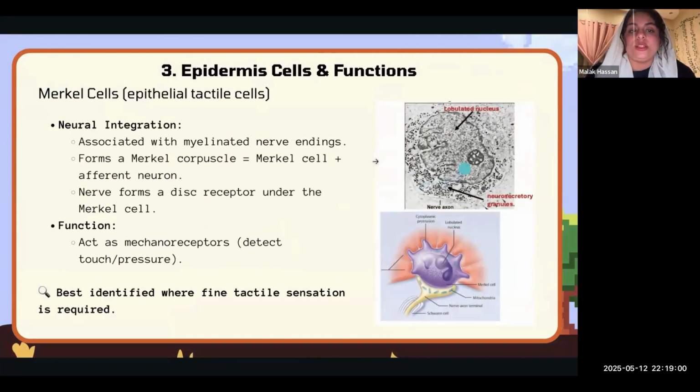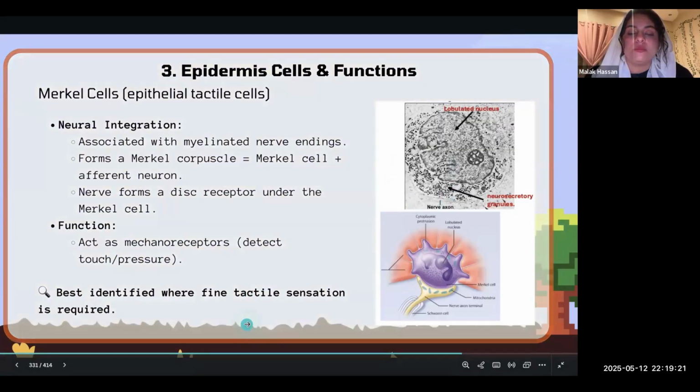Okay, now what is the neural integration? It means that Merkel cells are associated with myelinated nerve endings, okay? And they form something called a Merkel's corpuscle, which is a Merkel cell and an afferent neuron. And this will act as a mechanoreceptor for touch and pressure.